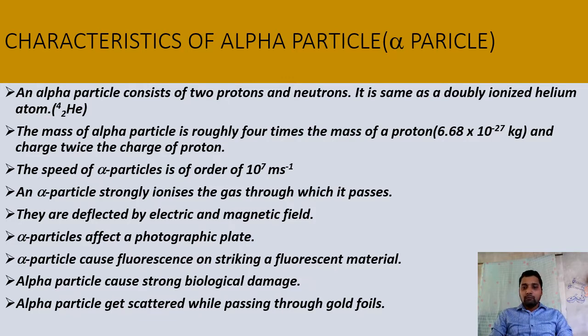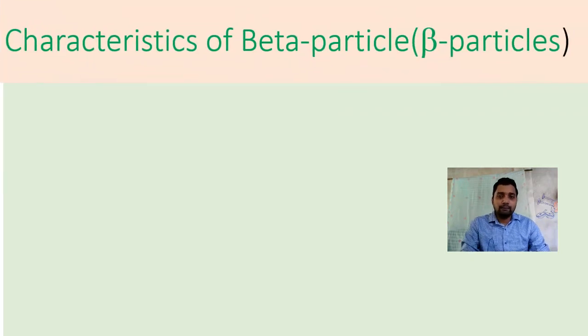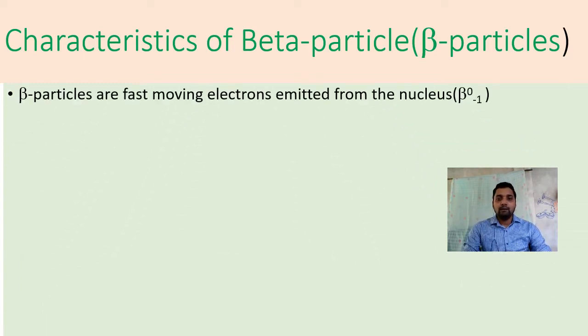Now it is the turn of the beta particle. We'll look at the different characteristics of the beta particle. First, the beta particle is a negatively charged particle. Simply, we can say the beta particle is a fast moving electron emitted from the nucleus. Inside the nucleus, when a nuclear change occurs, a fast moving electron comes out. That is the beta particle.